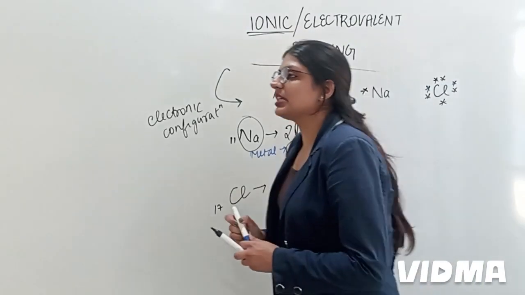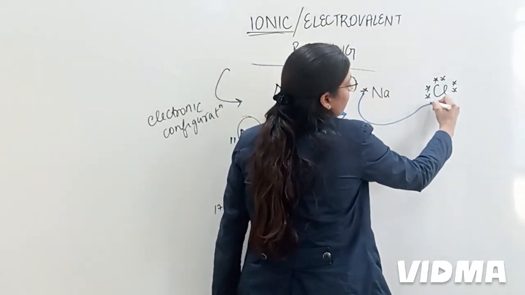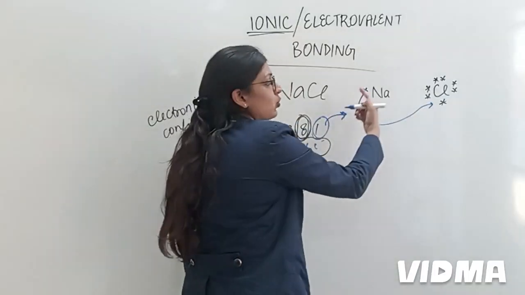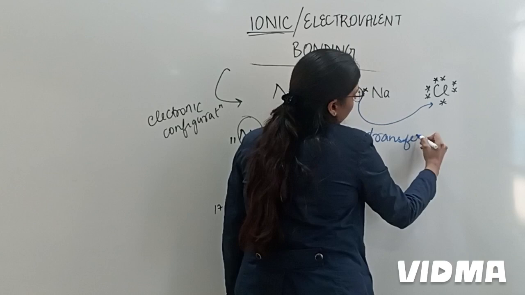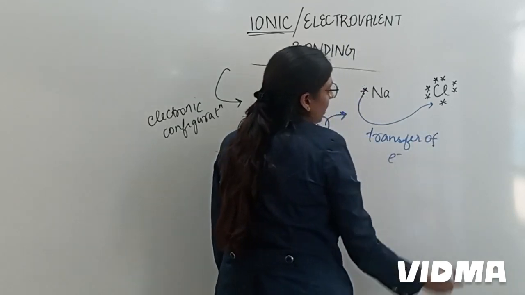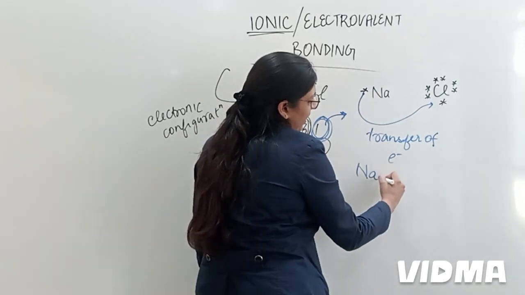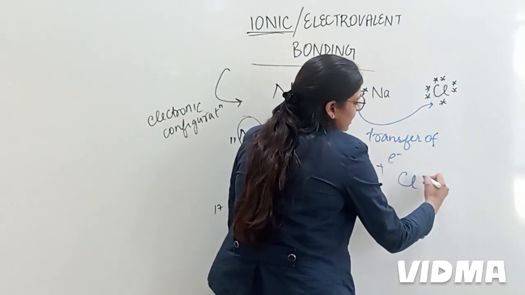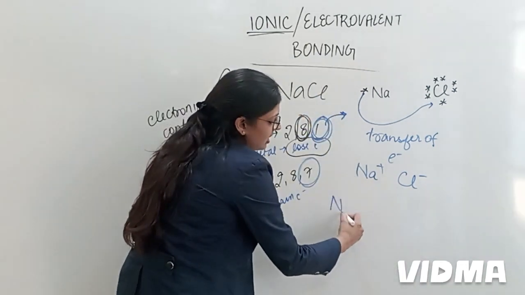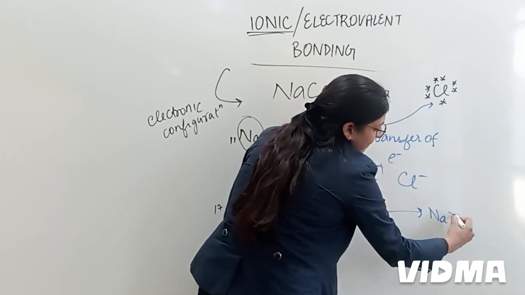Now we can easily see that Na wants to lose 1 electron, so it will transfer its 1 electron from sodium to chlorine, and this is how the transfer of electron takes place in ionic bonding. After losing this 1 electron, Na will become Na+, and chlorine by gaining this electron will become Cl-. So sodium is losing 1 electron to form Na+.